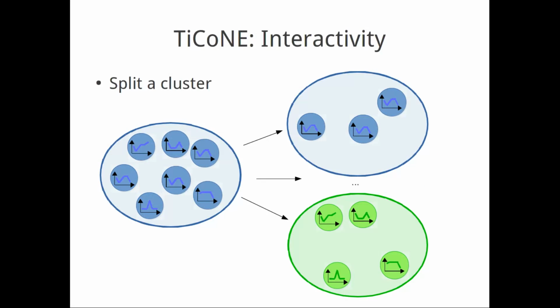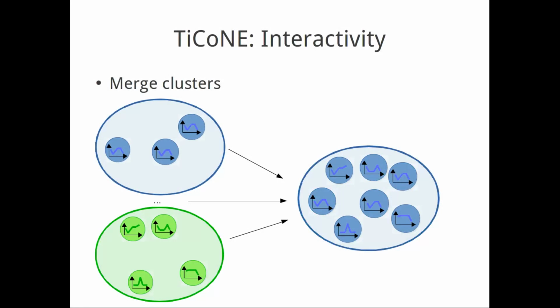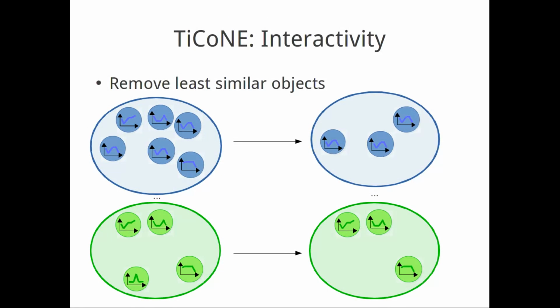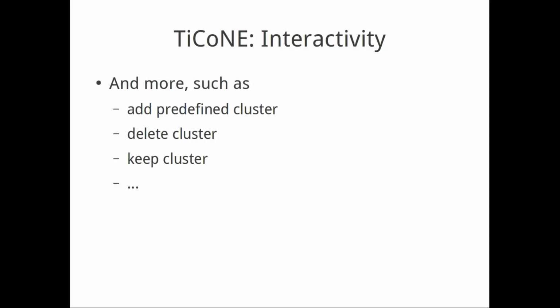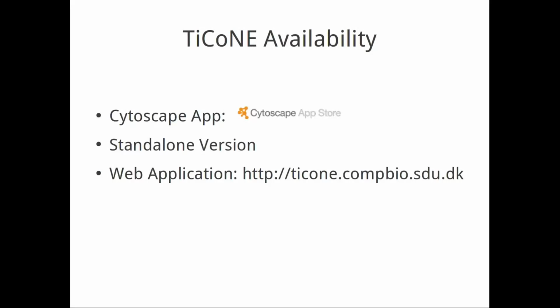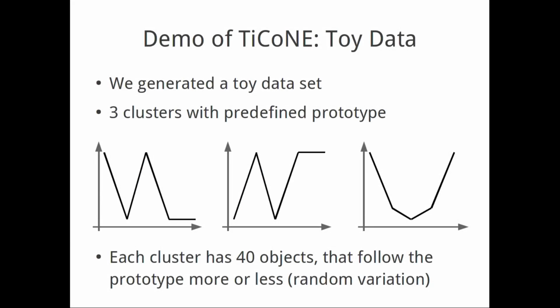TiCoNE is an interactive method, so at each iteration you can interact with the clustering, for example by splitting up a cluster, by merging clusters, or by removing objects which do not really fit to their prototype. And there's more. For example, you can add predefined clusters, you can delete clusters, or you can tell TiCoNE to keep a cluster even though it will change during the optimization procedure. TiCoNE is available as a Cytoscape app, a standalone implementation, and a web application.